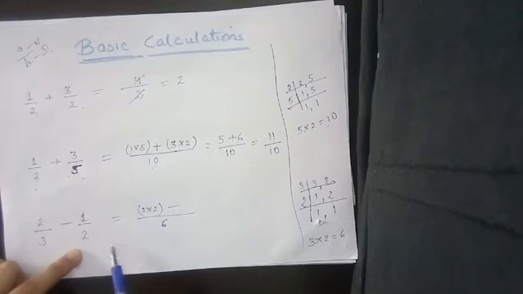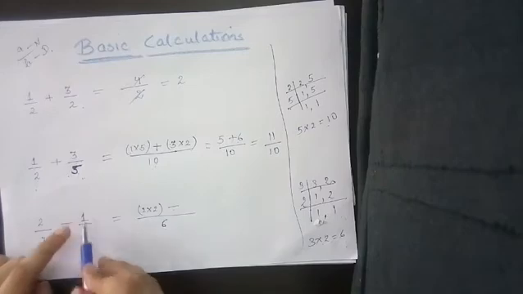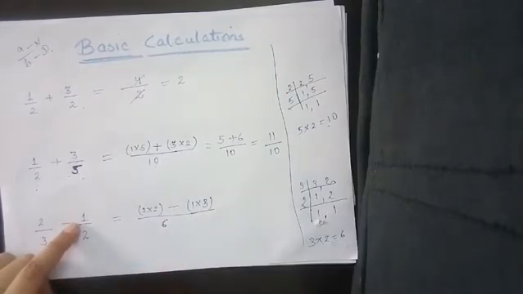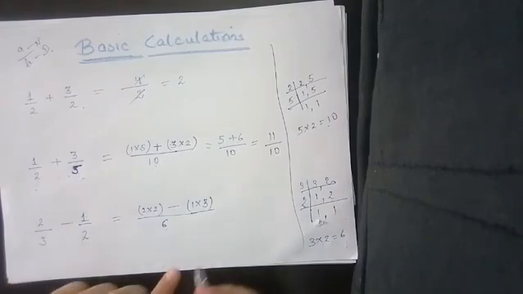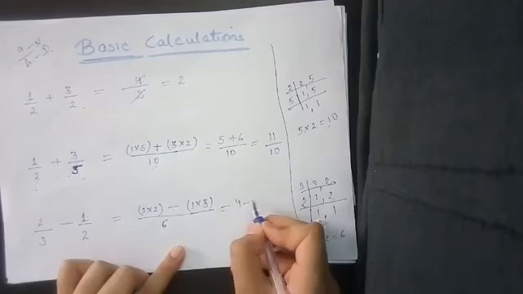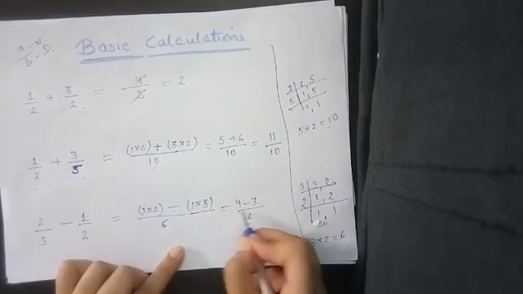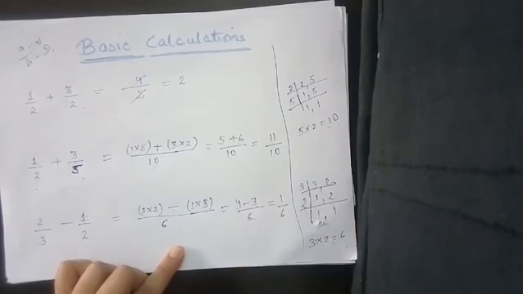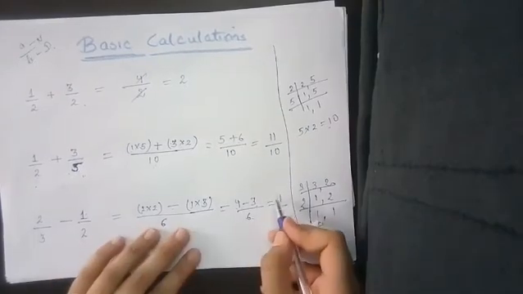2 की टेबल में 6 कब आता है? 2 into 3 gives you 6. तो 2 के ऊपर वाले को 3 से मल्टीप्लाई करेंगे. Understanding it? Solve the brackets first. 2 2s are 4 minus 3 1s are 3 upon 6. 4 minus 3 is 1 upon 6 as it is. So this is the answer.